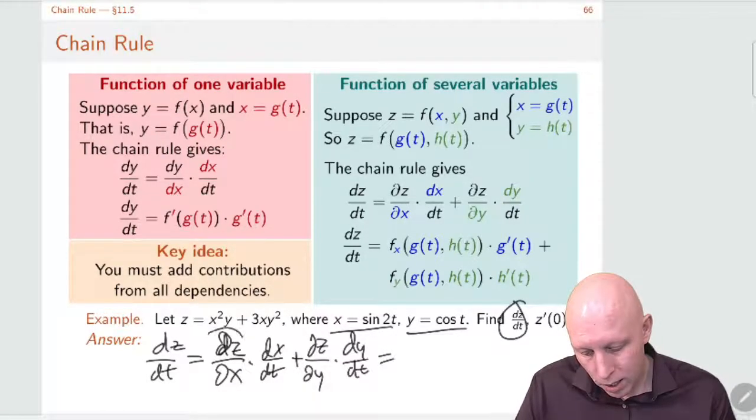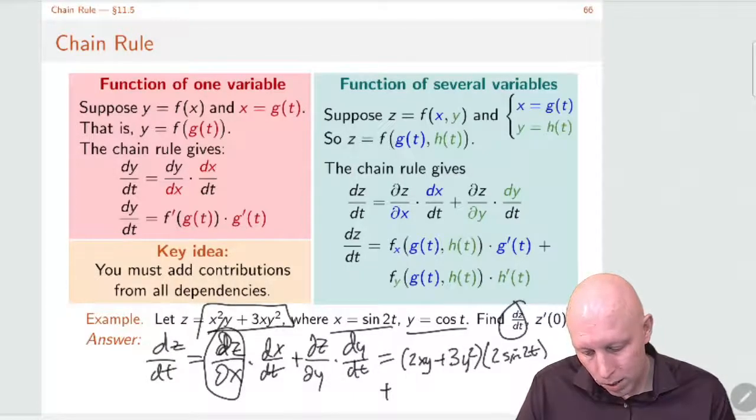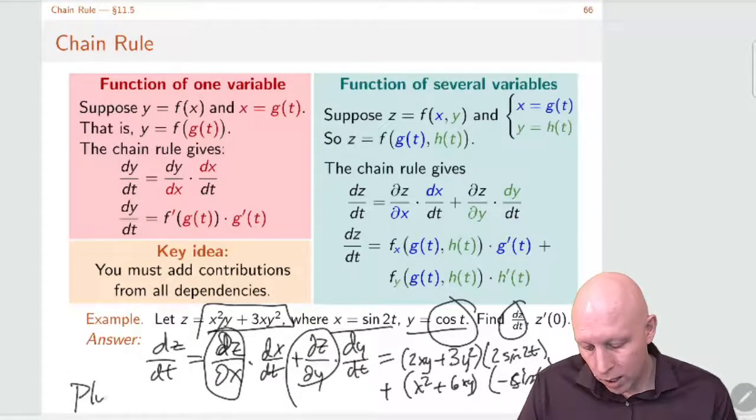So in this case, del z del x is equal to 2xy plus 3y squared. dx dt is 2 cosine of 2t. And then we have to add in del z del y, x squared plus 6xy, times the derivative of cosine, negative sine of t. And then we need to plug in for x and y as functions of t.